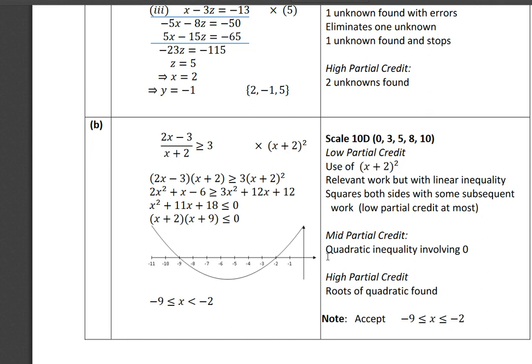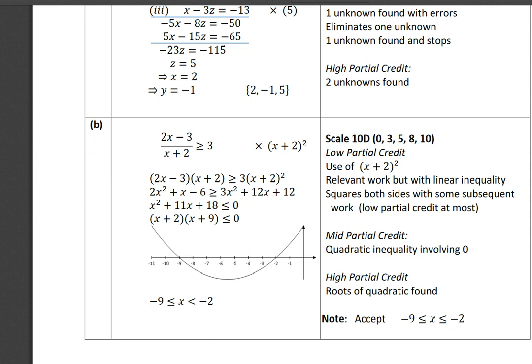And then for our next block of marks, we're getting the quadratic inequality involving 0. So you're looking for recognizing you've got a quadratic here and rearranging it. So that gives you your middle block of marks, and roots found, but you forgot to draw your picture and get your range of values would be your 80% for the question.